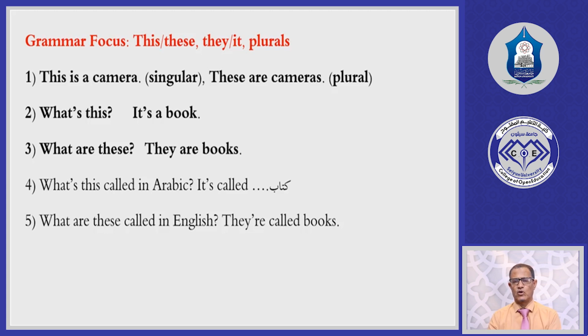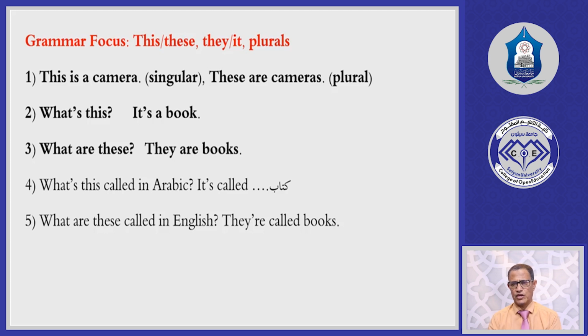Now number 3 here: What are these? If we have, for example, three bins, things that I don't know what they are, I can say, "What are these?" ما هذه. That means something plural. What are these? They are books. Now look here, the answer is "They are books".